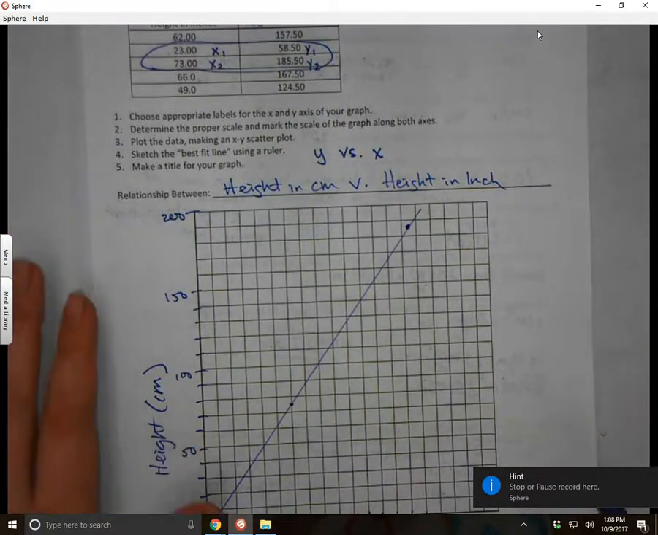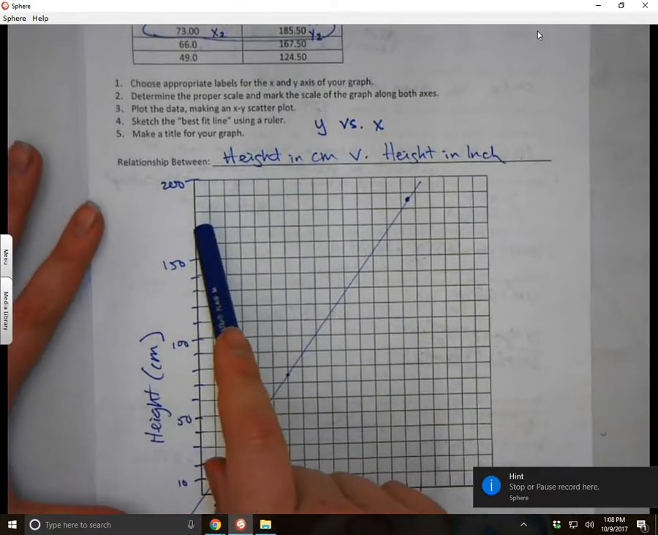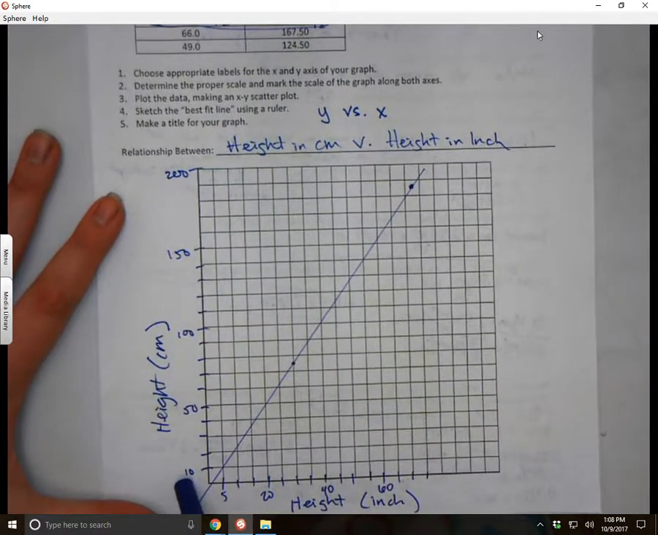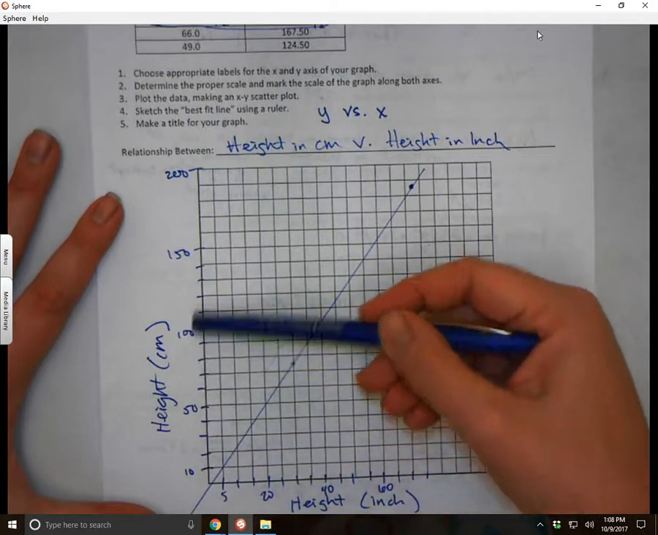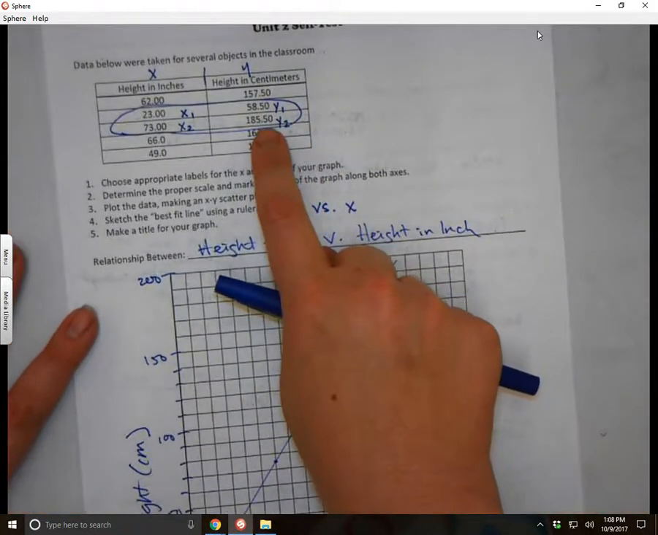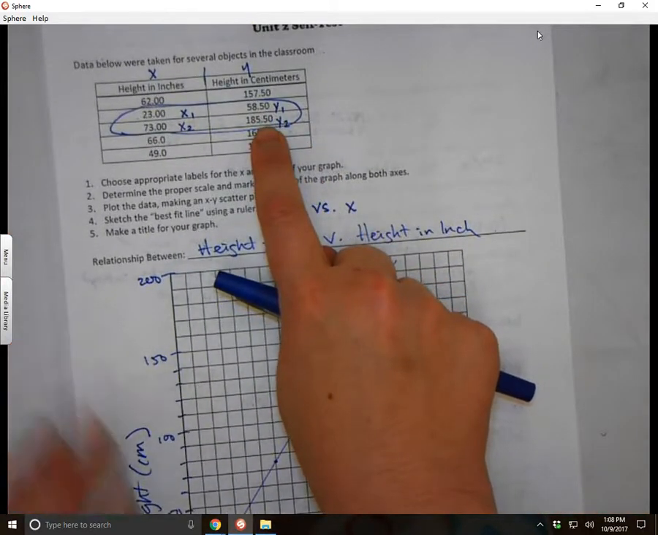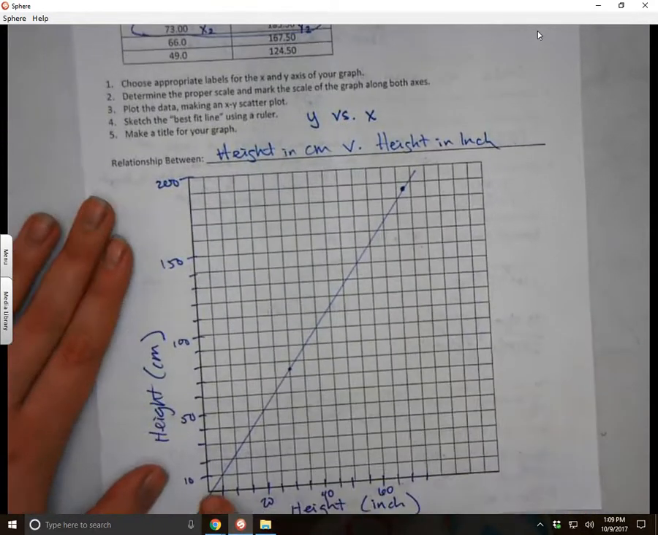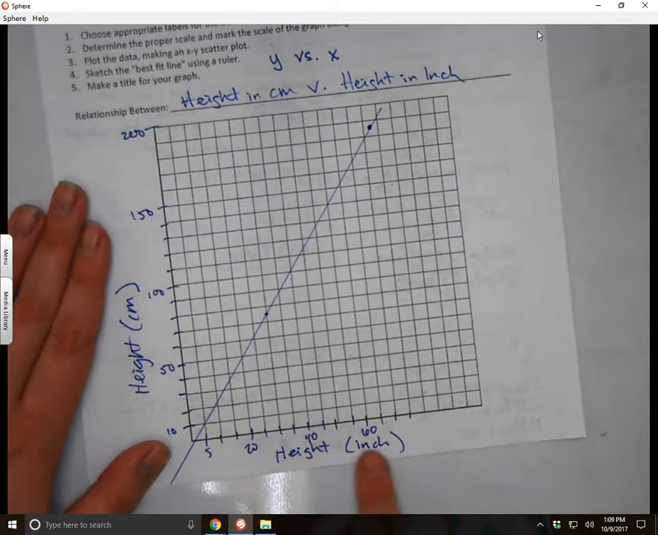Okay, so far what we've done is we've graphed our height in centimeters on the y-axis. We decided to count by tens because our highest number is 185. So if I divide that by 20, it gave me around 9. But no one wants to count by nines. We're counting by tens. Then on the x-axis, we have our height in inches.